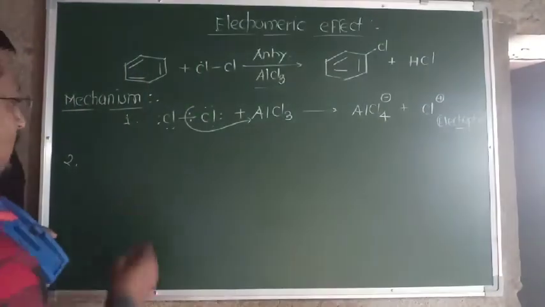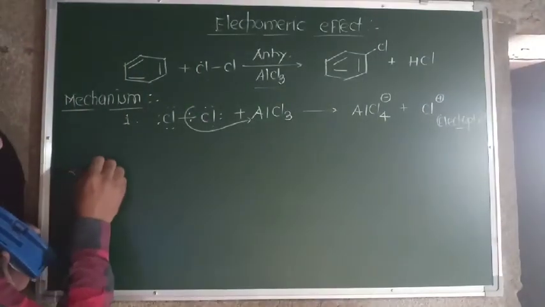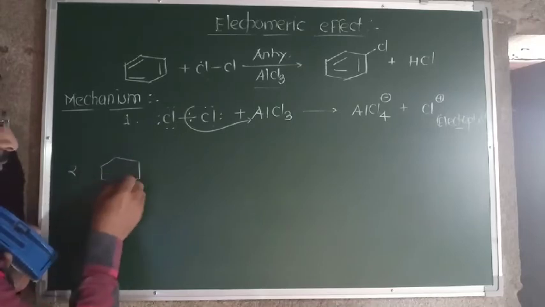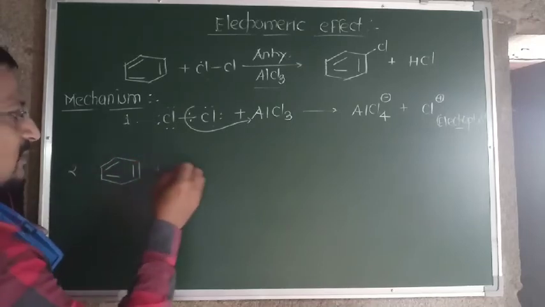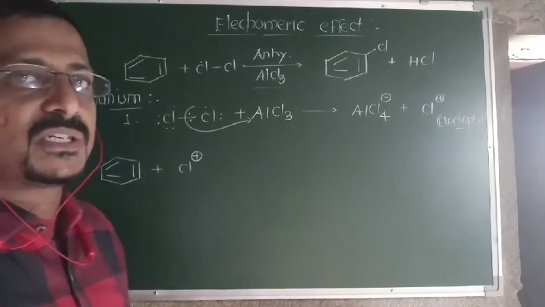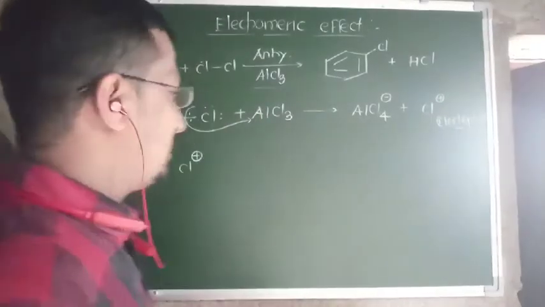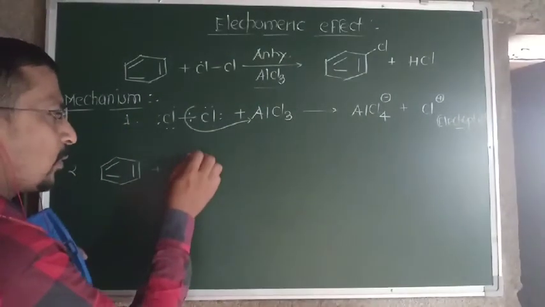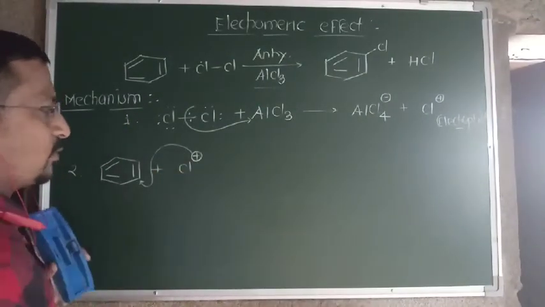Now in the second step, what happens? This benzene is there, isn't it? This benzene plus Cl plus. Now this benzene is electron rich. So as it is electron rich, this electrophile attacks the pi bond.